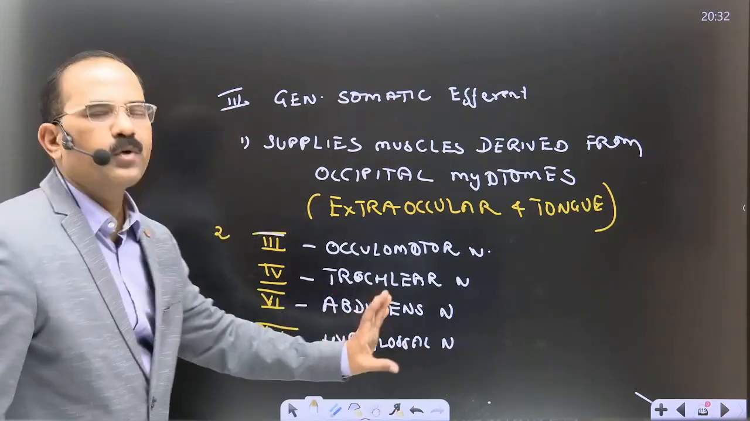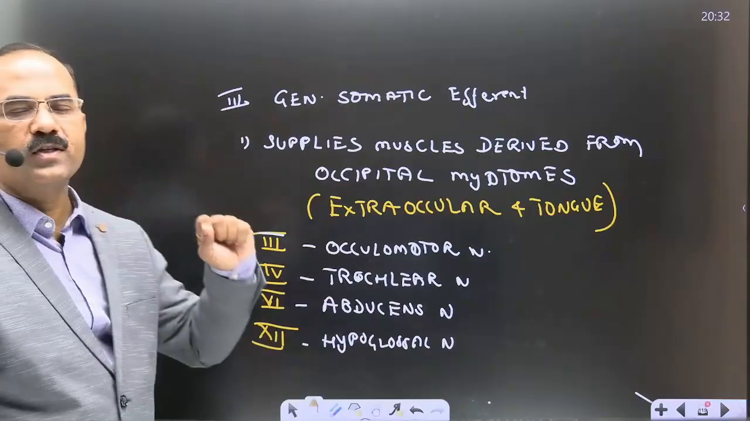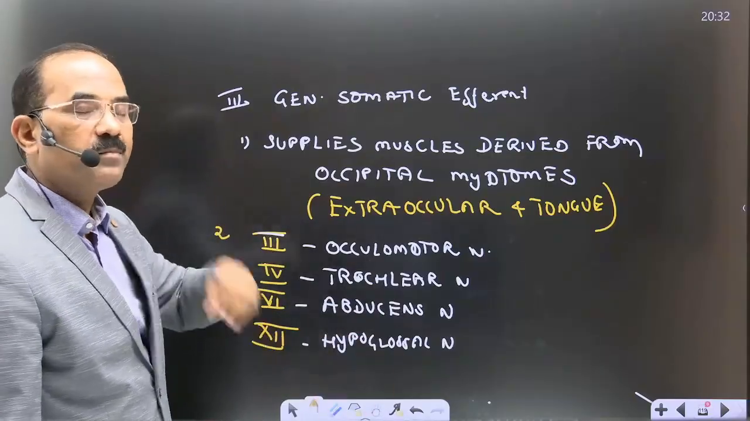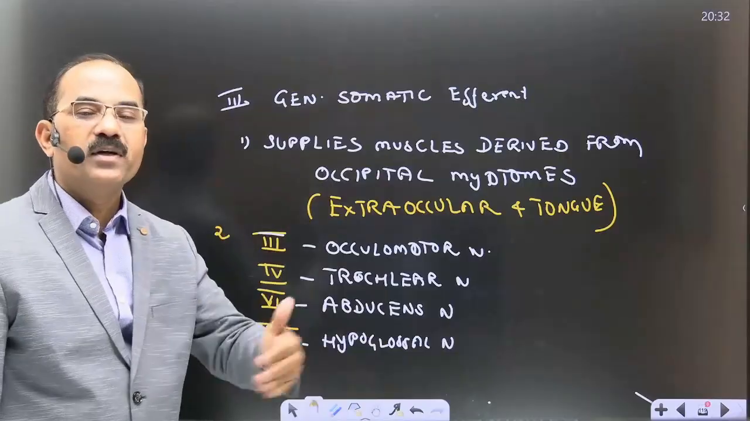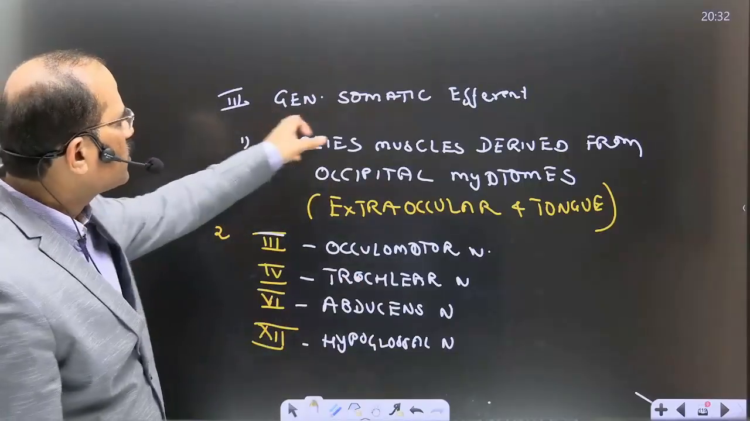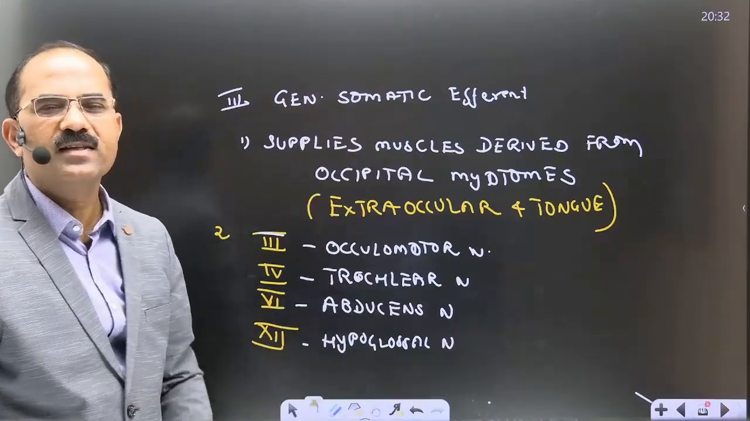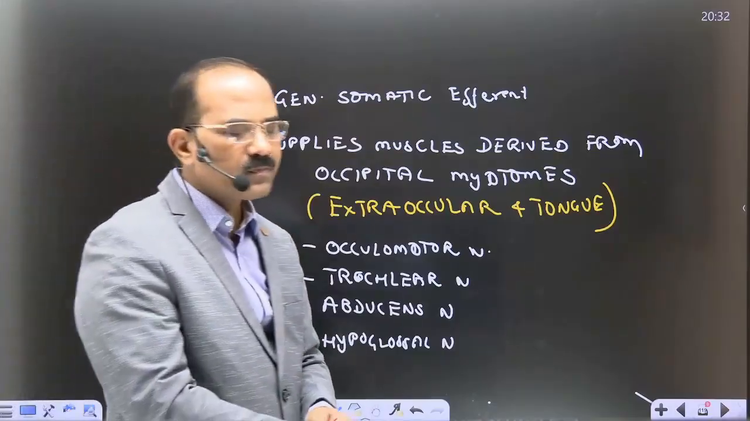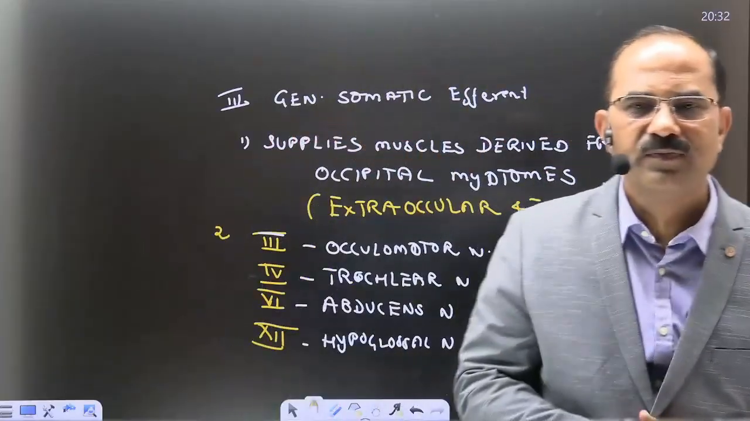So this hypoglossal nucleus belongs to the hypoglossal nerve. And what is it going to supply? The muscles of the tongue. Which component does it represent? General somatic efferent. Understanding this? Is this clear to all of you? Students, is this clear to all of you?